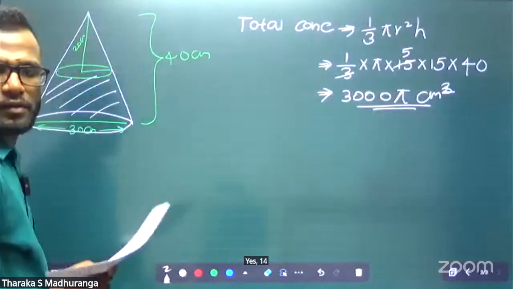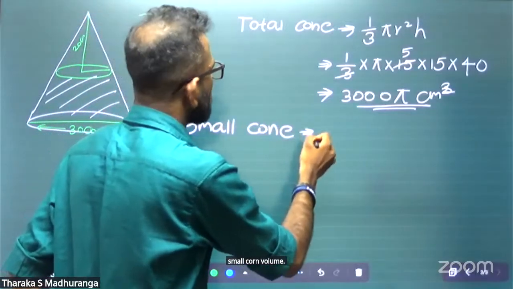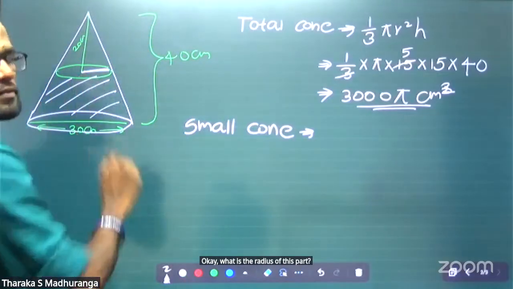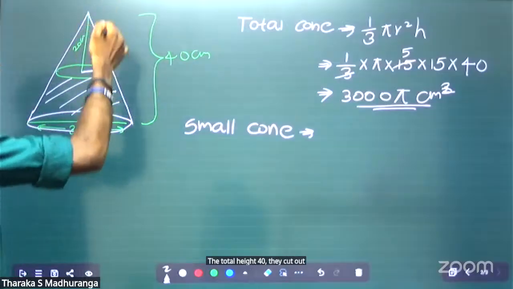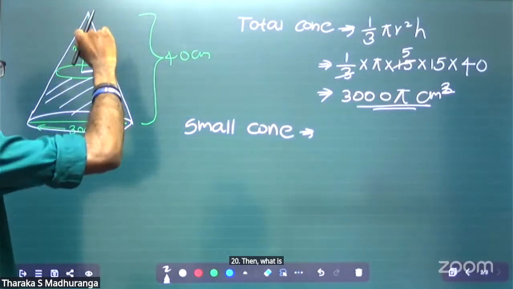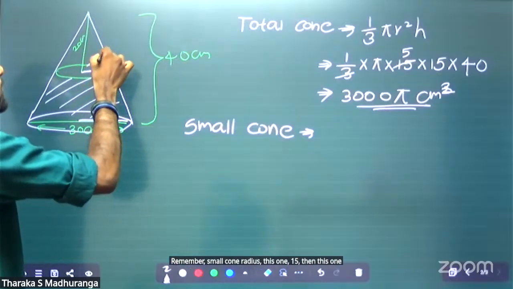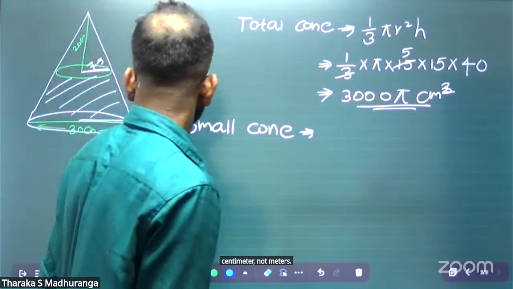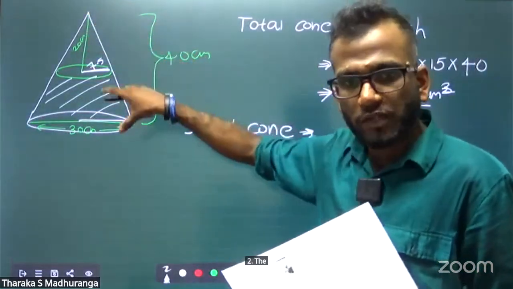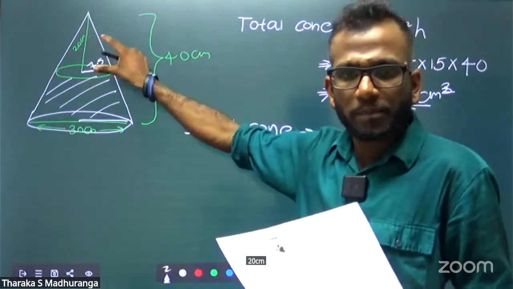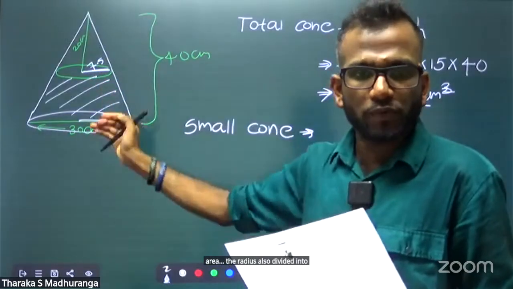Yes. Okay, 3005. Then the small cone, you can get the small cone volume. What is the radius of the small cone? The total height is 40. The cut out small cone height is 20. Then what is the small cone radius? Remember, the small cone radius: this one 15, then this one 7.5 centimeters. How is it coming? It is height divided by 2. The height ratio: of the total 40, a 20 centimeter height part will be removed, so the radius is also divided by 2 from the full cone.